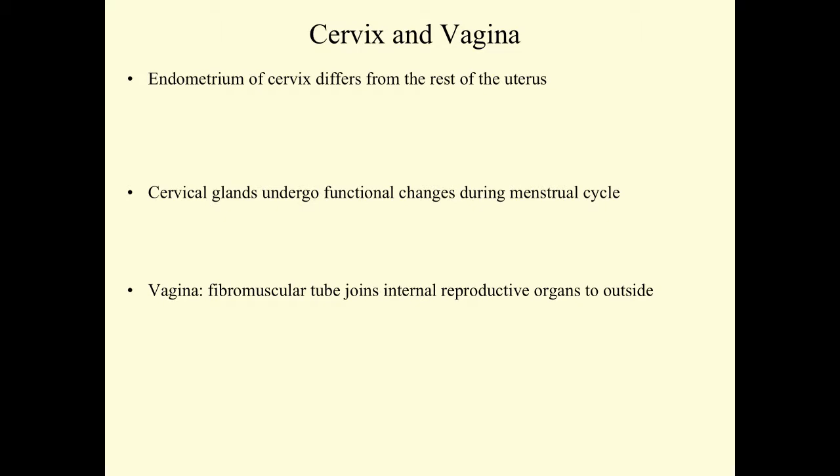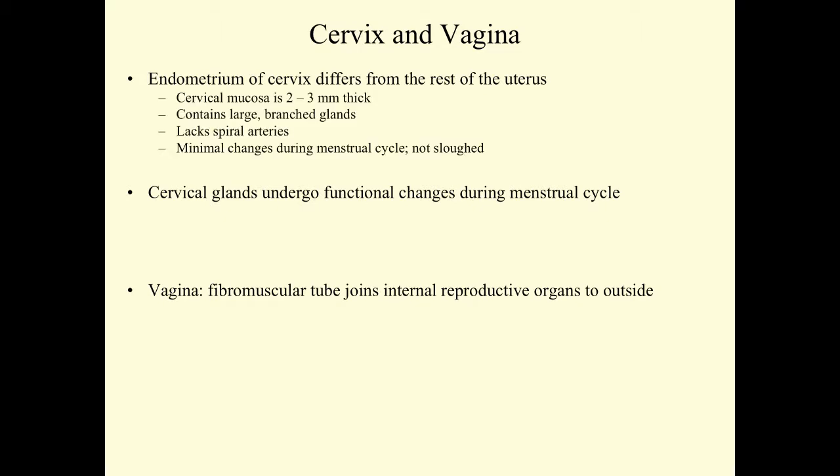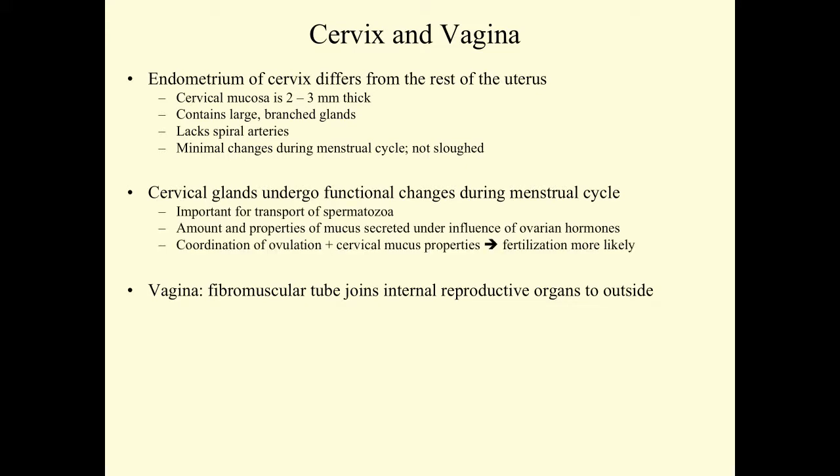The endometrium of the cervix differs from that of the rest of the uterus. The cervical mucosa is 2 to 3 millimeters thick. The cervix contains large branched glands. The cervix lacks spiral arteries. There's minimal changes to the cervical mucosa during the menstrual cycle, and the cervical mucosa is not sloughed off during menstruation. The cervical glands do undergo functional changes during the menstrual cycle.